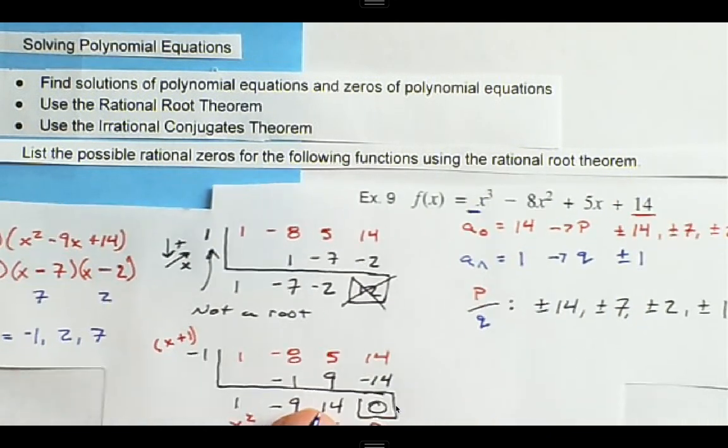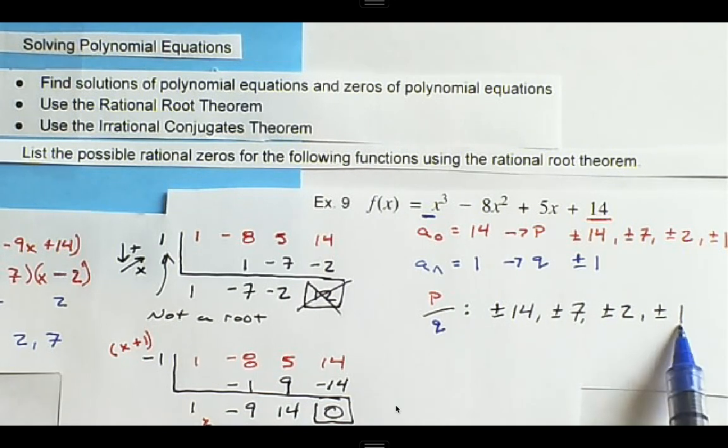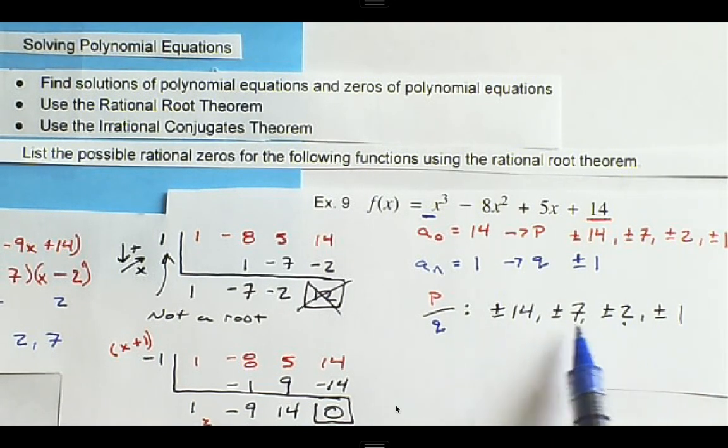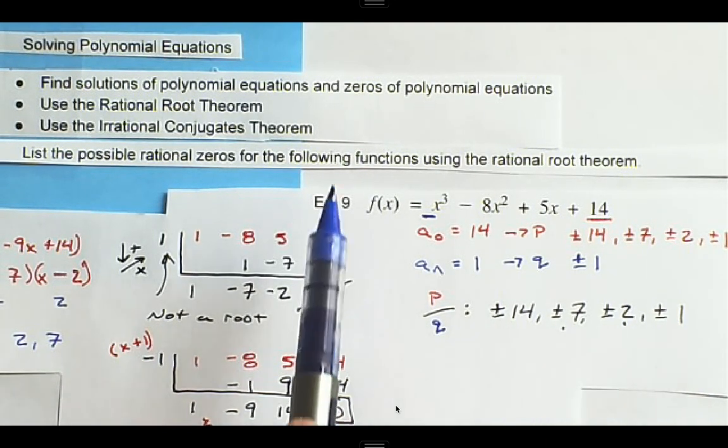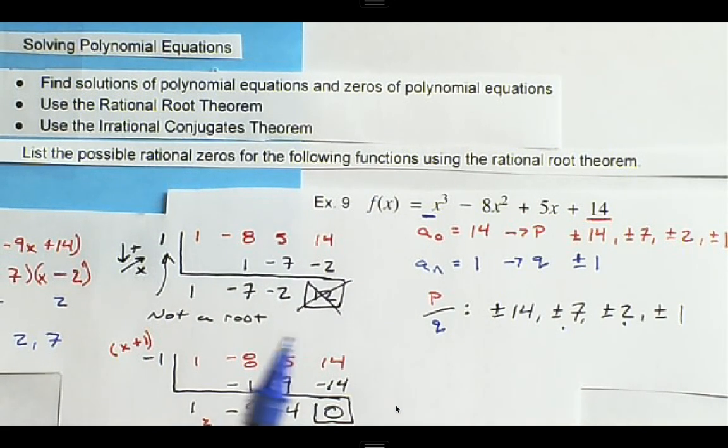And if we look over here, we have negative 1, we have positive 2, and we have positive 7. That came from the rational roots that we used to eliminate or narrow in our focus on what our possible zeros could be.